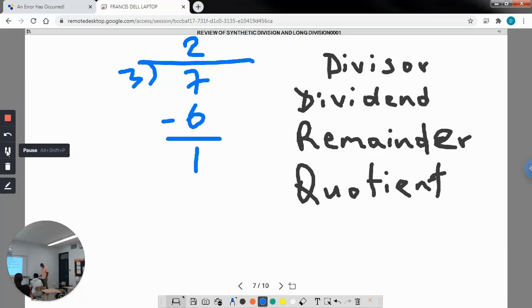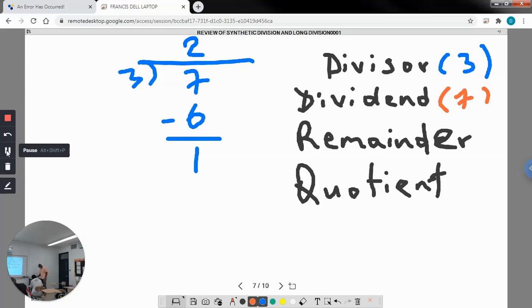Okay? So which one of them is your divisor? Number 3. So 3 is your divisor. So your divisor is whatever you're using to divide. Okay? So whatever you're using to divide whatever you have, that's your divisor. What's the dividend? 7. So 7 is your dividend.